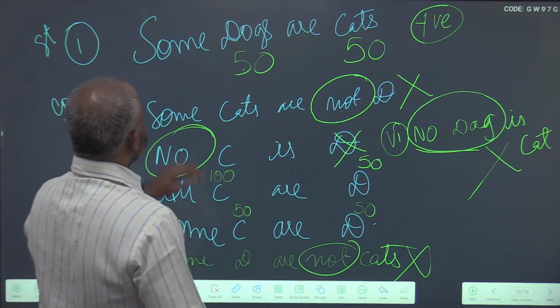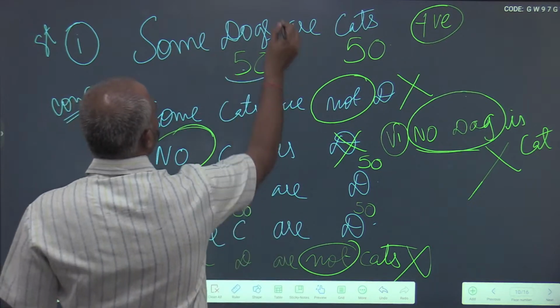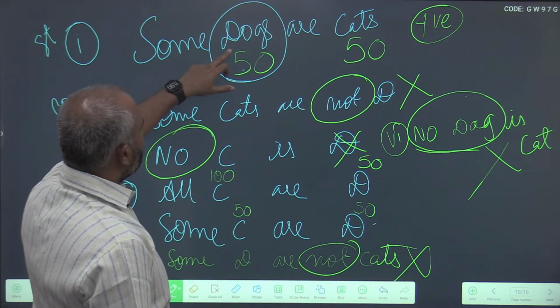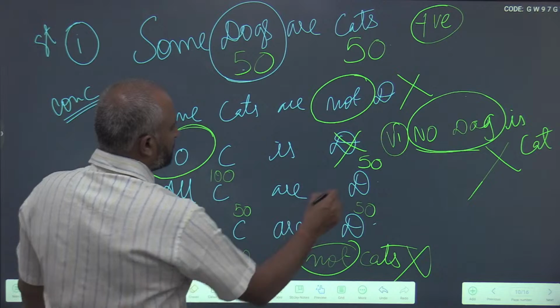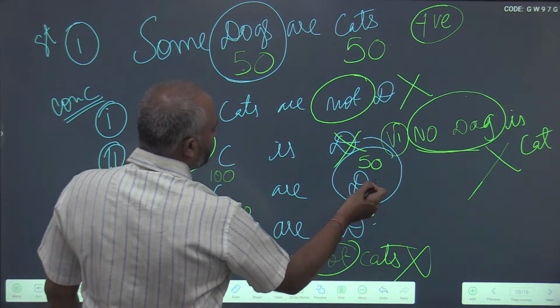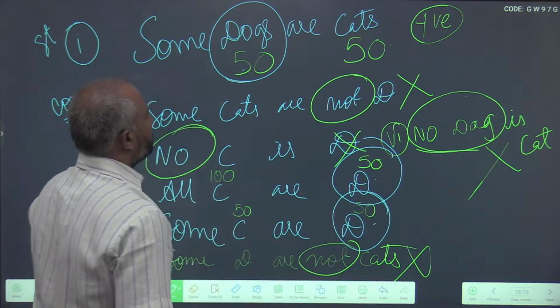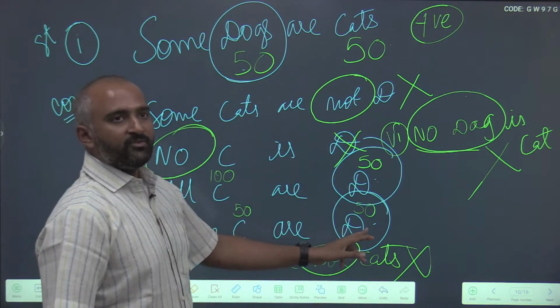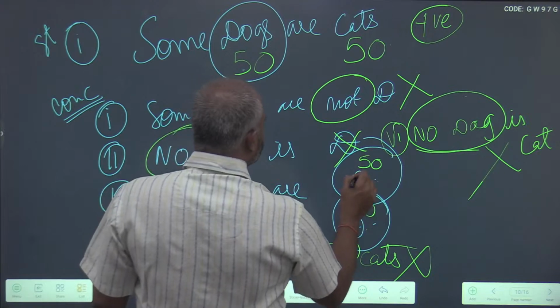Now see, the statement has dogs. Dogs has 50. Here dogs value is 50. Here also dogs value is 50. So 50 can become a 50 here, or 50 can become a 50 here. So this is true with respect to D.